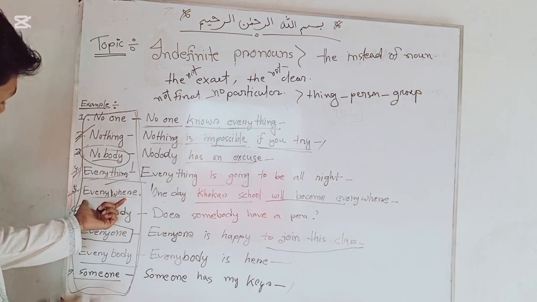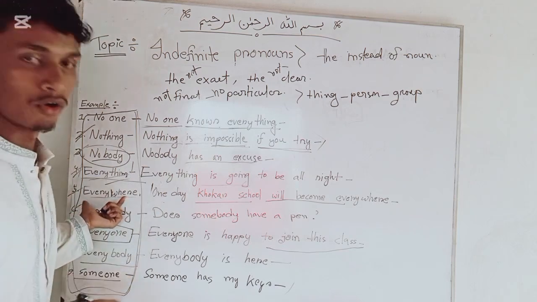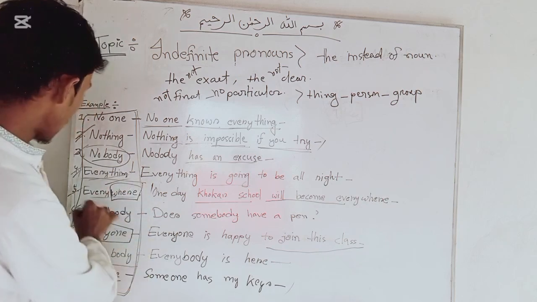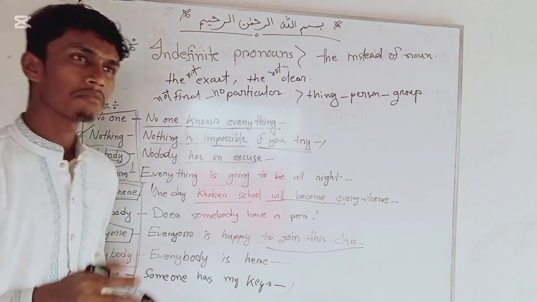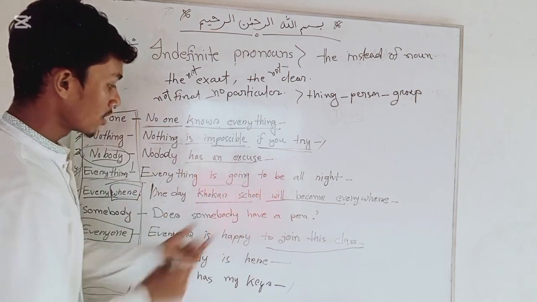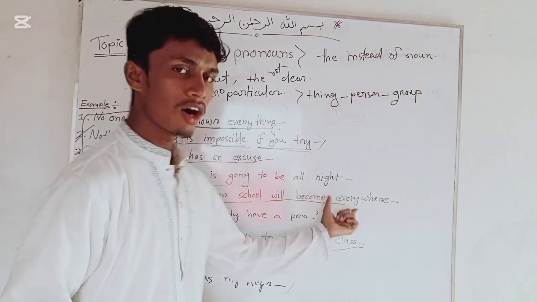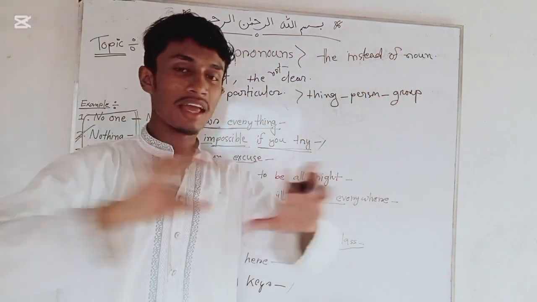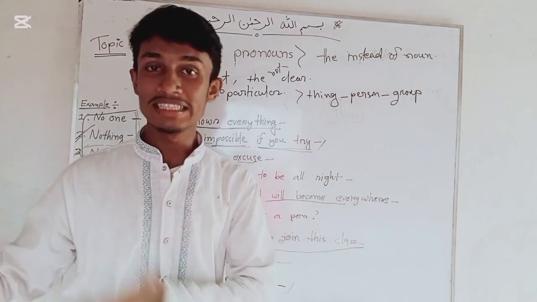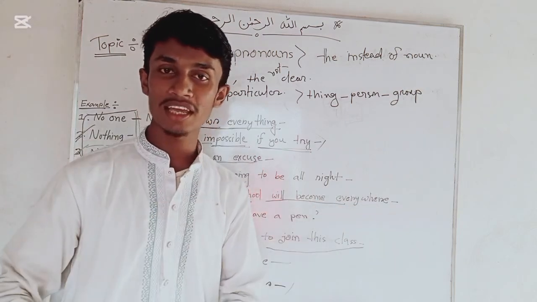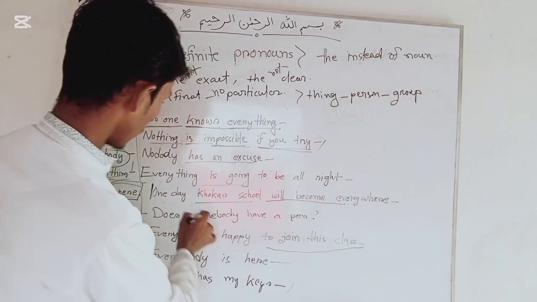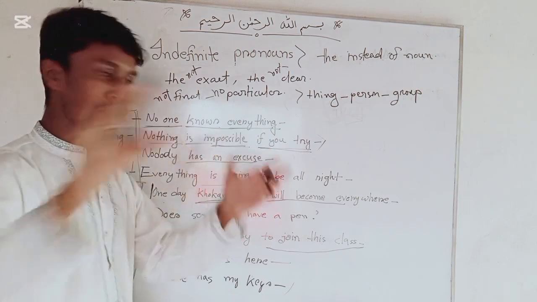The fifth one is everywhere. Where is the place, and everywhere means the indefinite place. For example, one day Khoka school will become everywhere. It can be in Cox's Bazar, in Chittagong, in Dhaka, Rajshahi, and out of the country, everywhere.